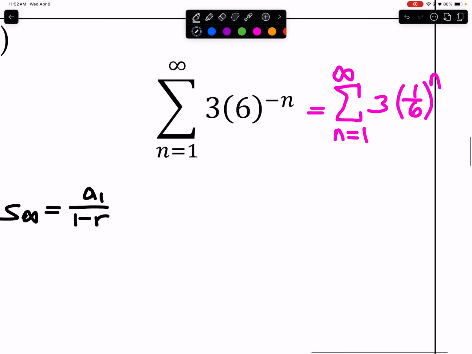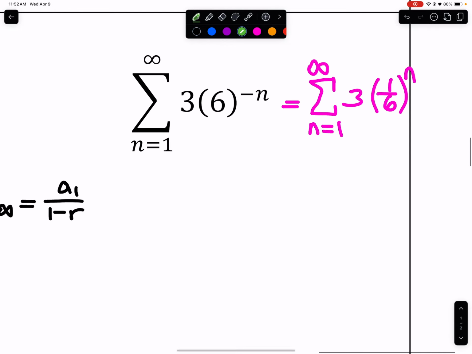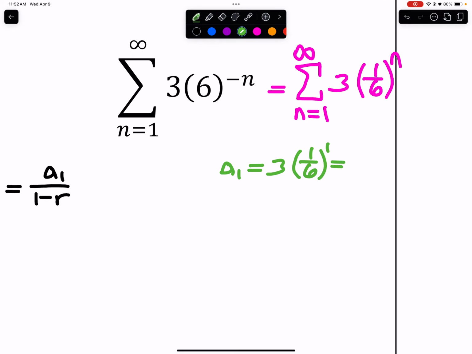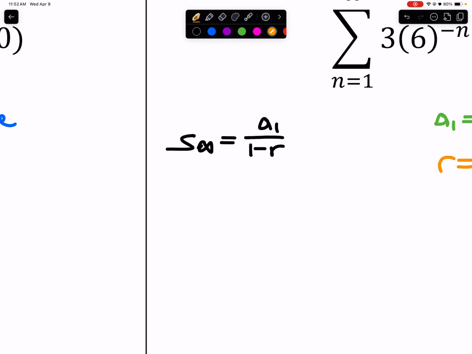Now, we need to actually find the value of the first term, so I need to plug in 1. So a sub 1 in this case is going to be equal to 3 times 1 over 6 raised to the first power, which is just 3 times the sixth, which is equal to 1/2. Now, my r value, based on my equation I have over here in pink, is going to be equal to 1/6.